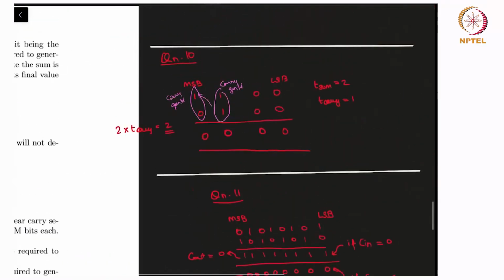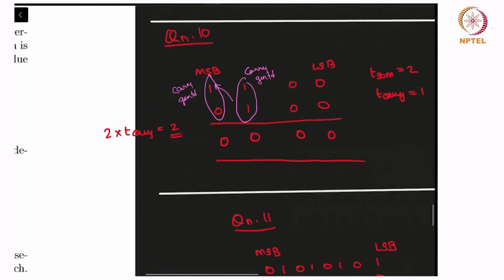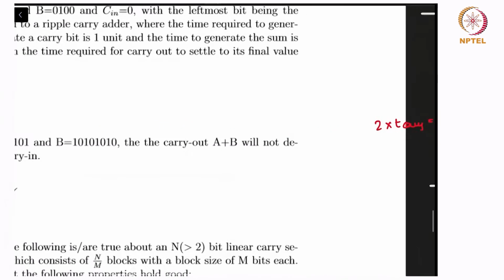So basically this is the working out. The idea is that only on the final 2 columns there is a carry generation and propagation. So therefore generation and propagation each take 1 unit. So that's 2 into t carry, so that's 2 units.